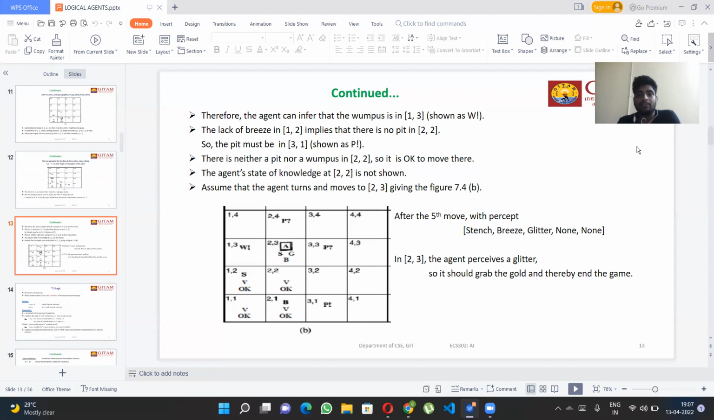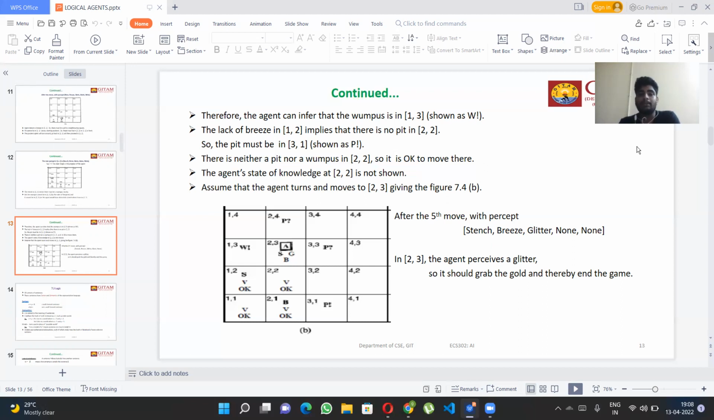I will continue the previous topic, that the agent can infer the Wumpus in 1,3. The lack of breeze, or a decrease in breeze, implies that there is no pit in 2,2. I am repeating it: if there is a lack of breeze in 1,2, we can simply say that there is no pit in 2,2. So the pit must be in 3,1.